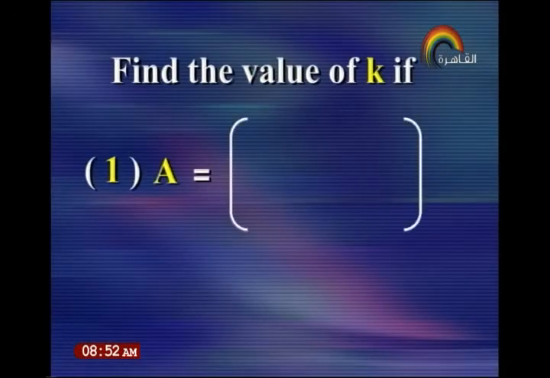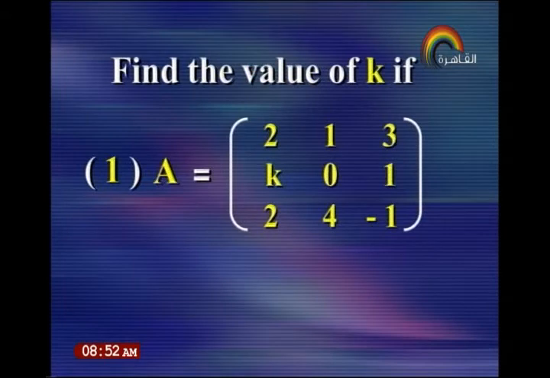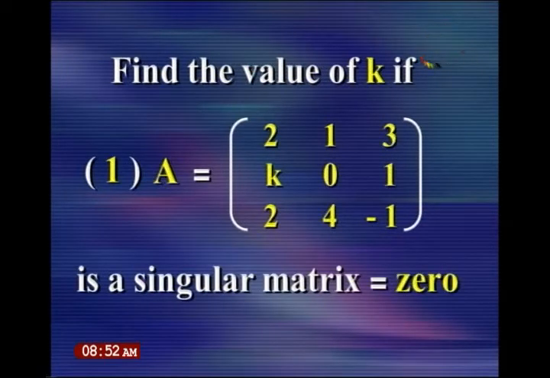Dear student, find the value of k if the matrix 2, 1, 3; k, 0, 1; 2, 4, -1 is a singular matrix, equal 0. What do you mean by singular matrix? In the matrix, its determinant equal 0 is called a singular matrix. If the determinant of the matrix is not equal 0, it is a non-singular matrix.